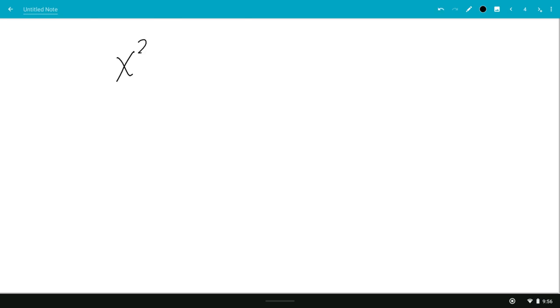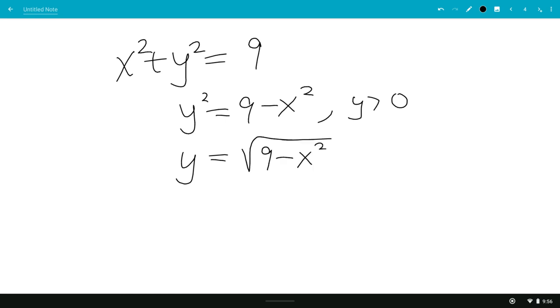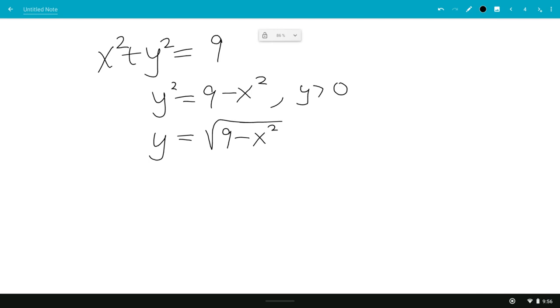But also an interesting thing about this: it's the same equation, x squared plus y squared equals 9. So if we solve for y, we get y squared equals 9 minus x squared. Take the square root, we'll just take positive for now, so let's say y is greater than 0. So we have the square root of 9 minus x squared. So we have y is this, so dy/dx.